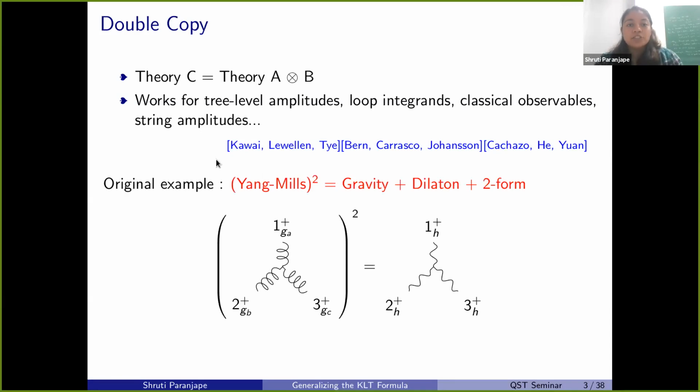So as I said, the original double copy came from string theory.